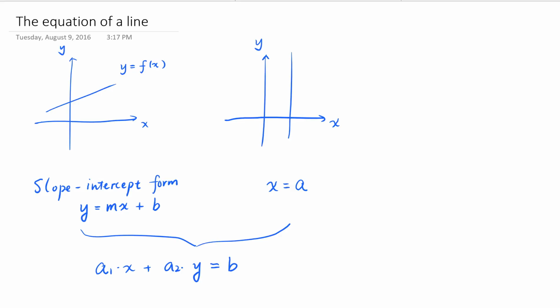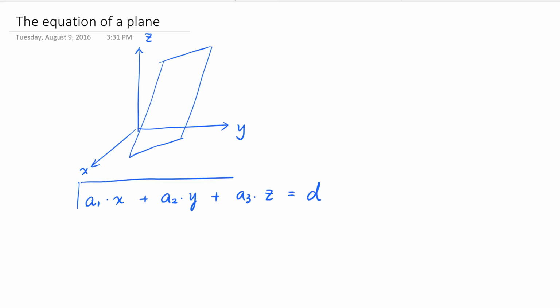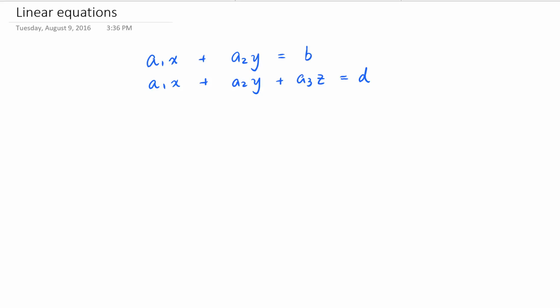So if you compare the equation of a line and the equation of a plane, you notice they have something in common. The power of those variables x, y, z are all 1, and there are no terms like x times y, x times z, x times y times z, etc. And there are also no other functions like sine of x, exponential of x, etc.